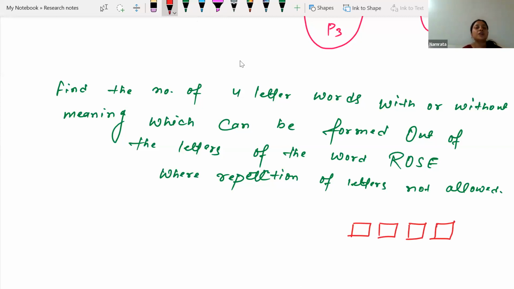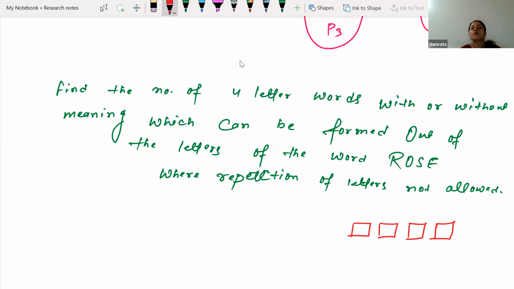1, 2, 3, 4. A four letter word. We have to fill these four boxes, with or without meaning. It's not necessary that we make a meaningful word only. We can make any word, any way we can arrange it. If it is not making any sense, that is also fine.